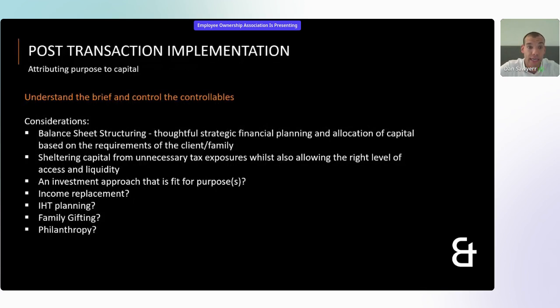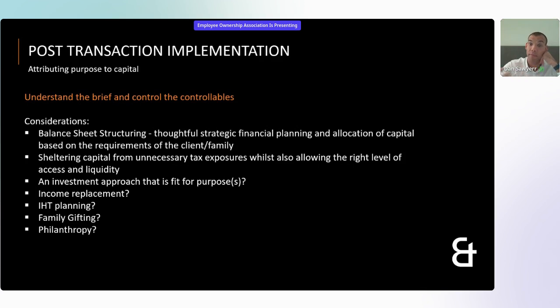Post-transaction implementation. Here, having thought about what our key priorities and objectives are, we are now thinking about ways and means of meeting those and actually implementing structures that allow for the right level of tax mitigation, but also the right level of access and liquidity. And really, we ought to be sheltering capital from unnecessary tax exposures whilst allowing for the right level of access and liquidity.